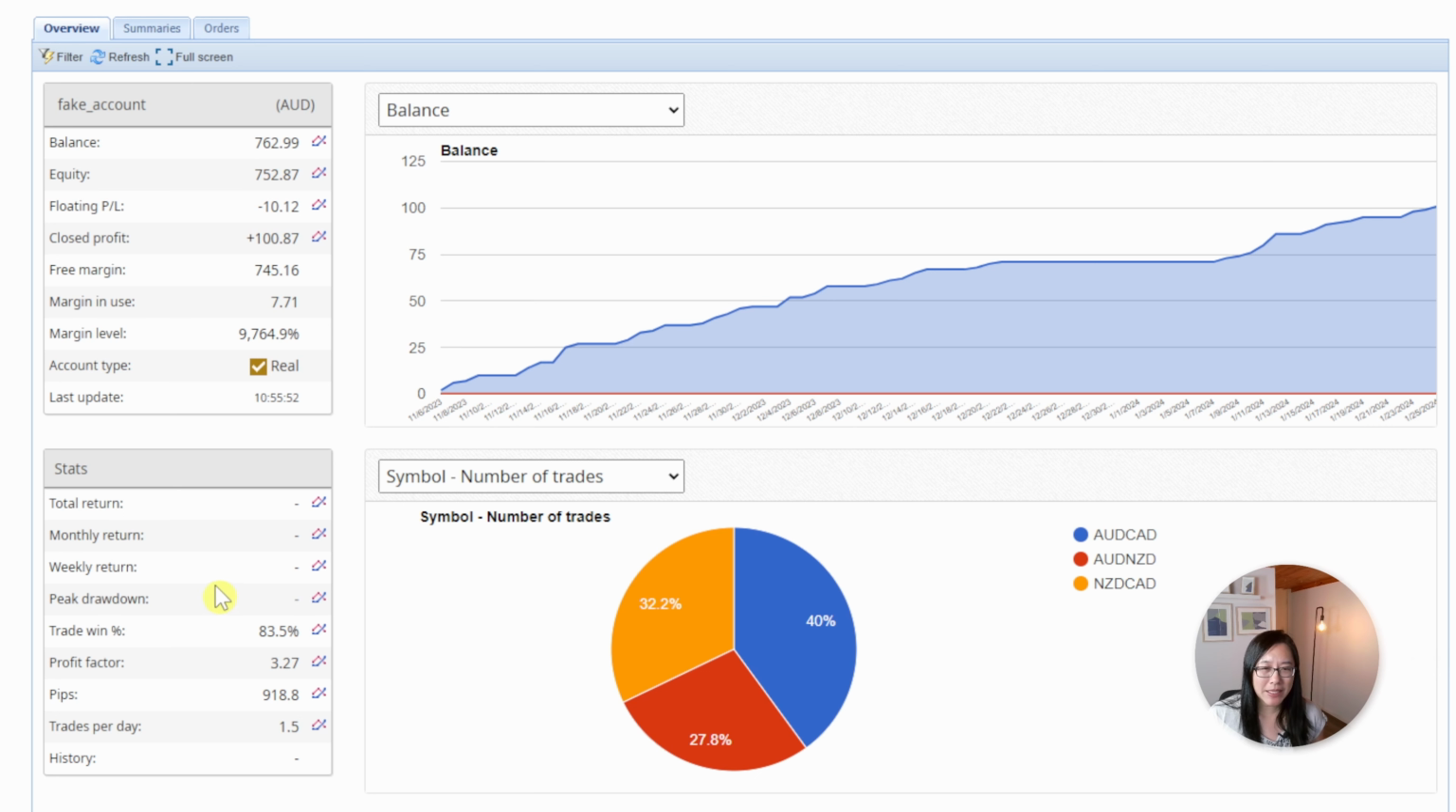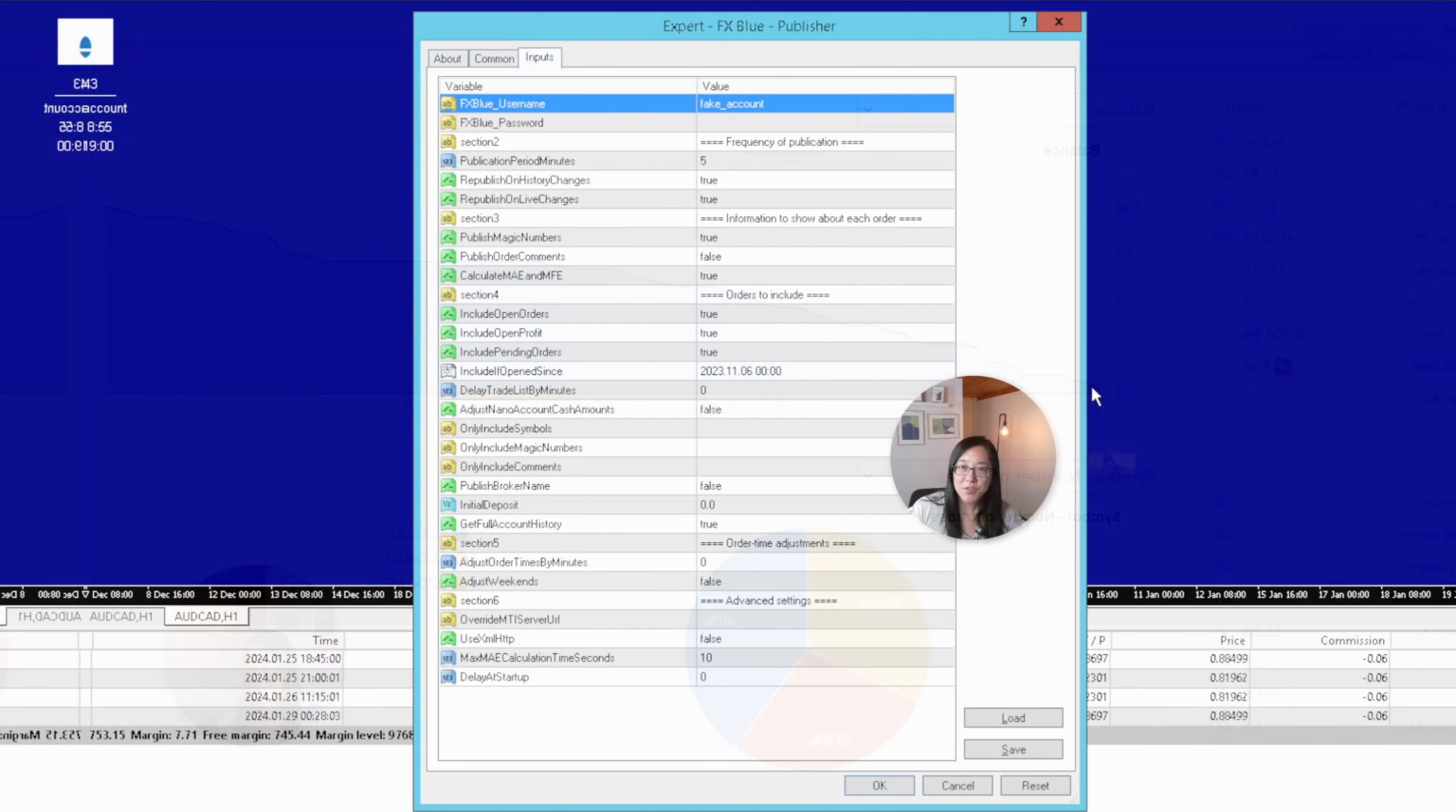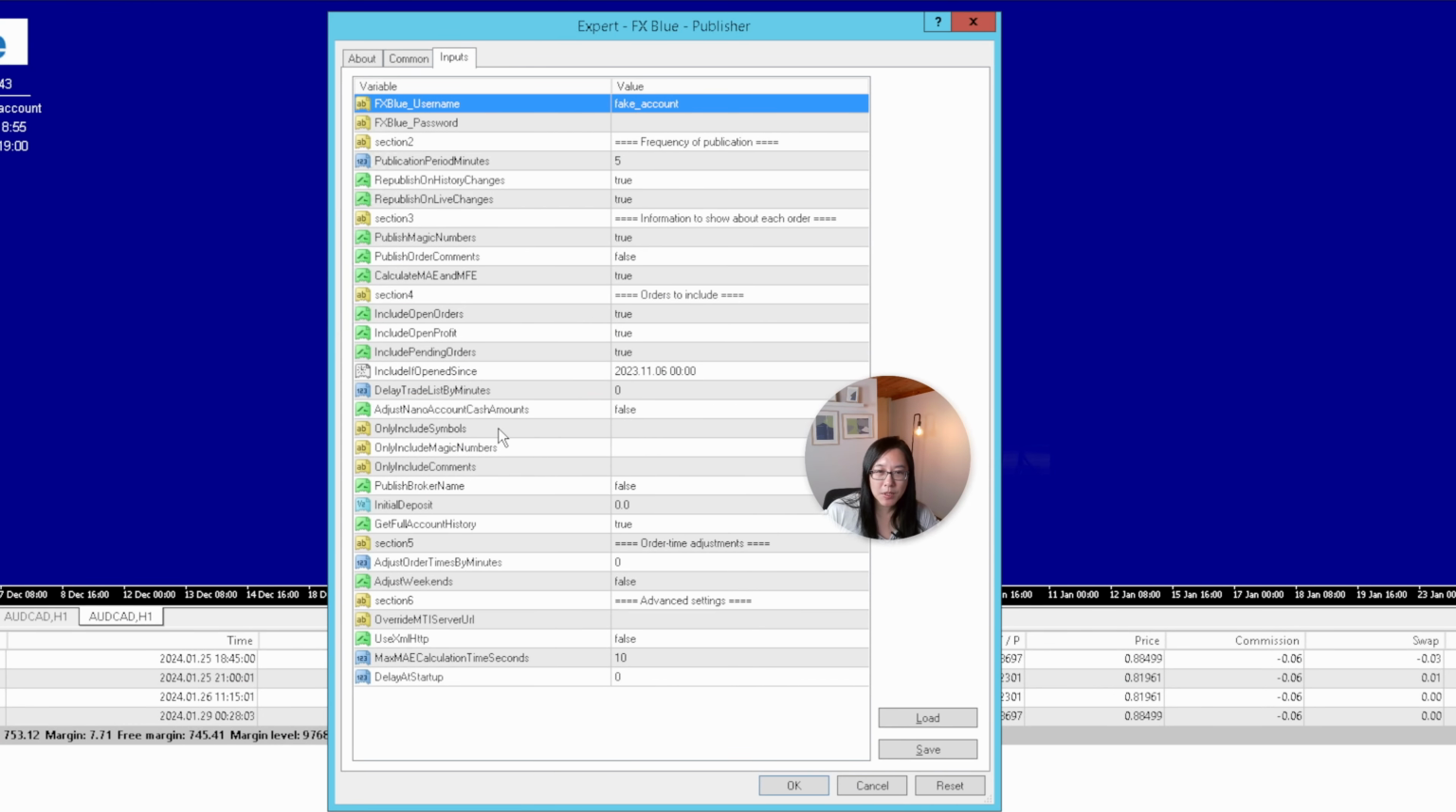But hang on, what's happening down here? My stats are all messed up. So let's see if we can fix that. So we're back on my MT4 terminal, and we can only include symbols. So I can limit the number of symbols that are being shown, the magic numbers, or comments.